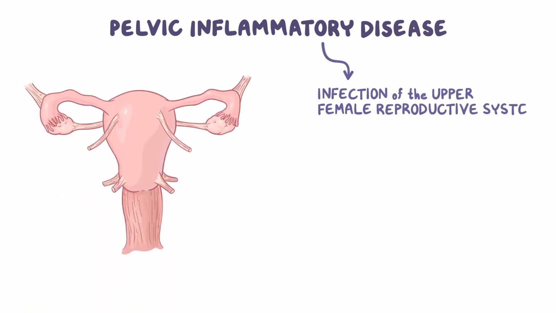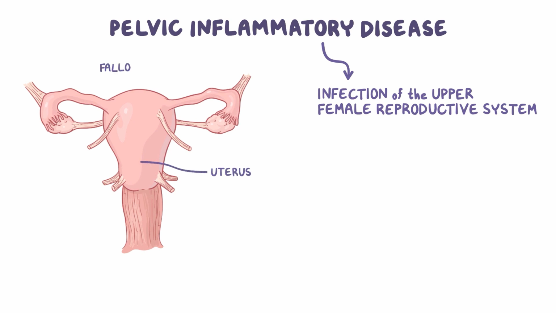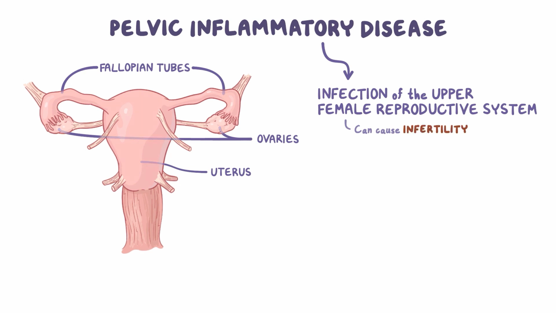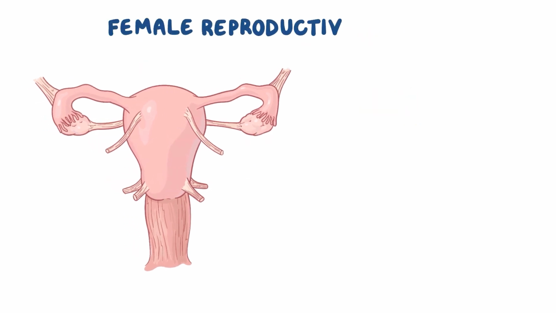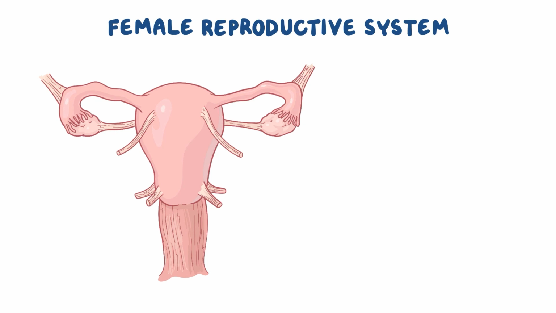Pelvic inflammatory disease, or PID, is an infection of the upper female reproductive system, including the uterus, fallopian tubes, and ovaries. It can cause a number of serious complications, including infertility.